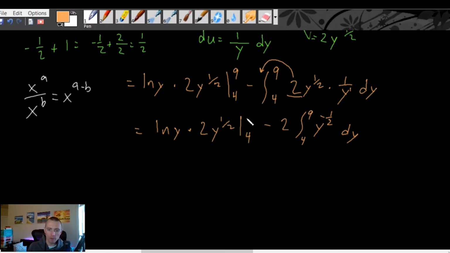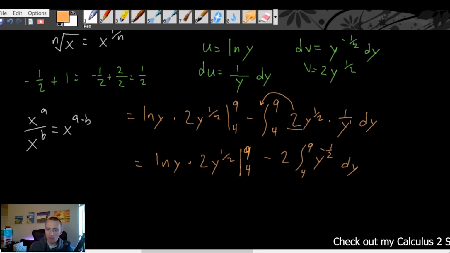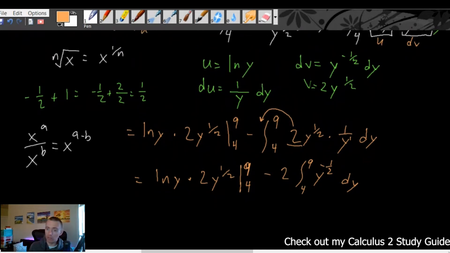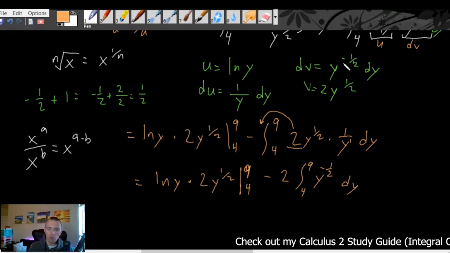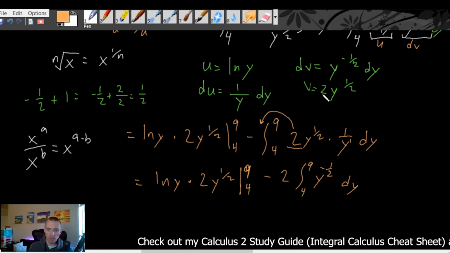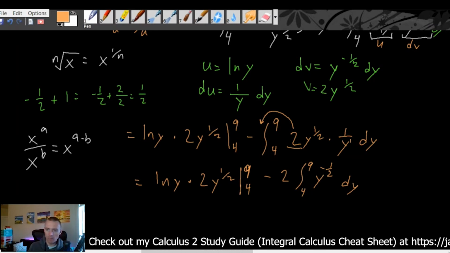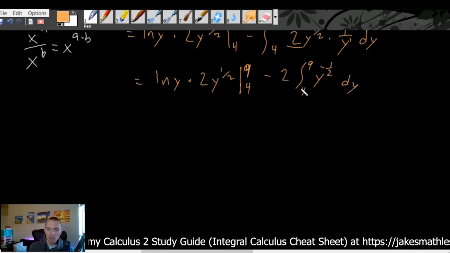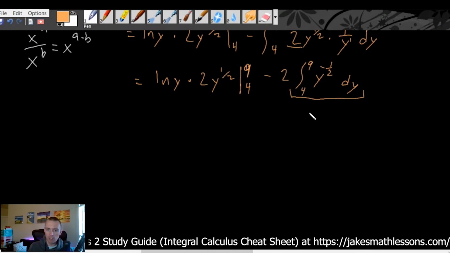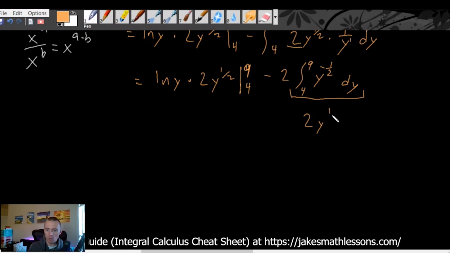And we're still going to evaluate this from 4 to 9. Okay, so now let's deal with this integral. All we're doing now is integrating y to the negative 1/2. Well, we already did that, actually. If you look back here, our dv was y to the negative 1/2 dy. So to integrate that, we found that it was 2 times y to the positive 1/2. So we actually know right off the bat, this is just 2y to the 1/2.